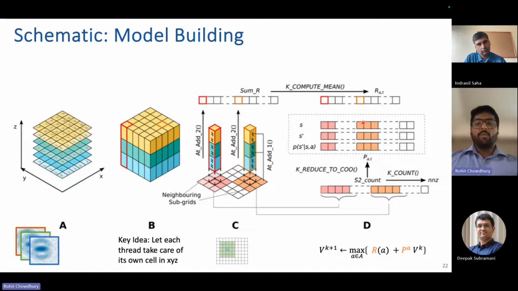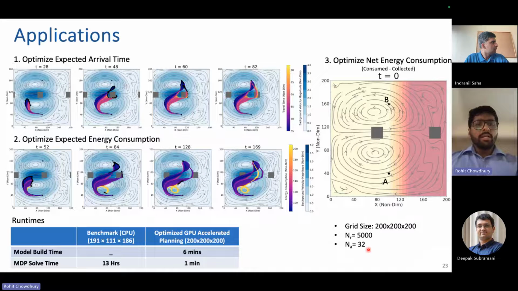Suffice it to say that once I have computed all of this, I get my P and R, that is the state transition probabilities and the average reward. And now I can finally use these in my sparse value iteration algorithm to compute the optimal policy at hand. So let's say I've already done that. So right now I want to show you some applications or some results of this work after having computed the optimal policies. So I have three scenarios over here.